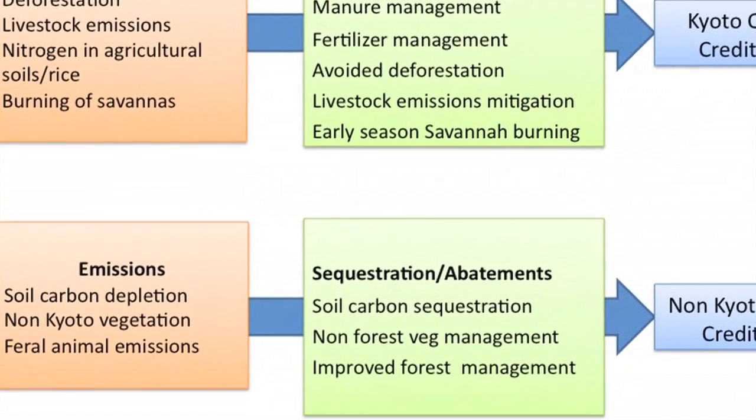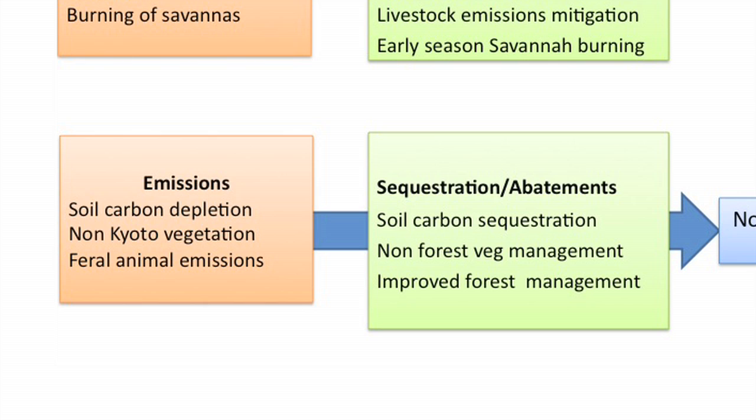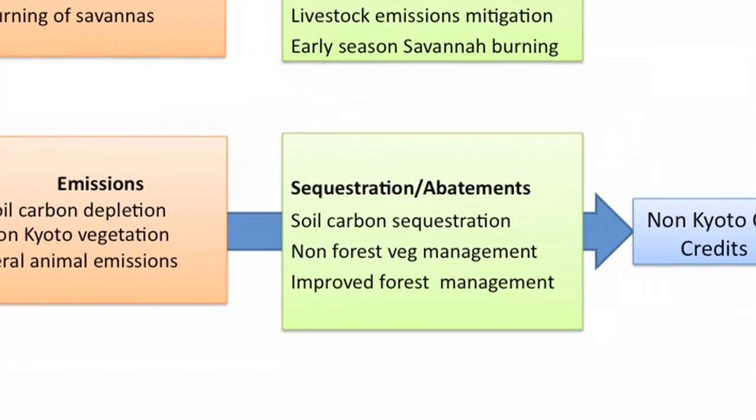So we create these Kyoto CFI credits. Down the bottom you look at things like soil carbon depletion, non-Kyoto vegetation, and the definition of Kyoto vegetation is vegetation that is greater than 2 metres tall and 20% crown cover at maturity. Other vegetation is eligible, but for Kyoto it has to be what we call 2 and 20. Now, those bottom ones there, activities or abatements such as soil carbon sequestration, non-forest vegetation management, improved forest management, create non-Kyoto CFI.